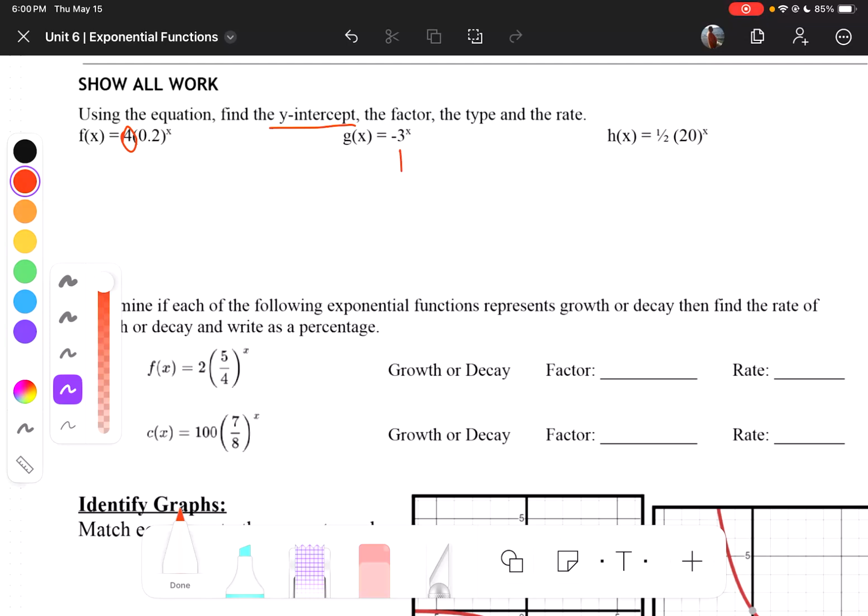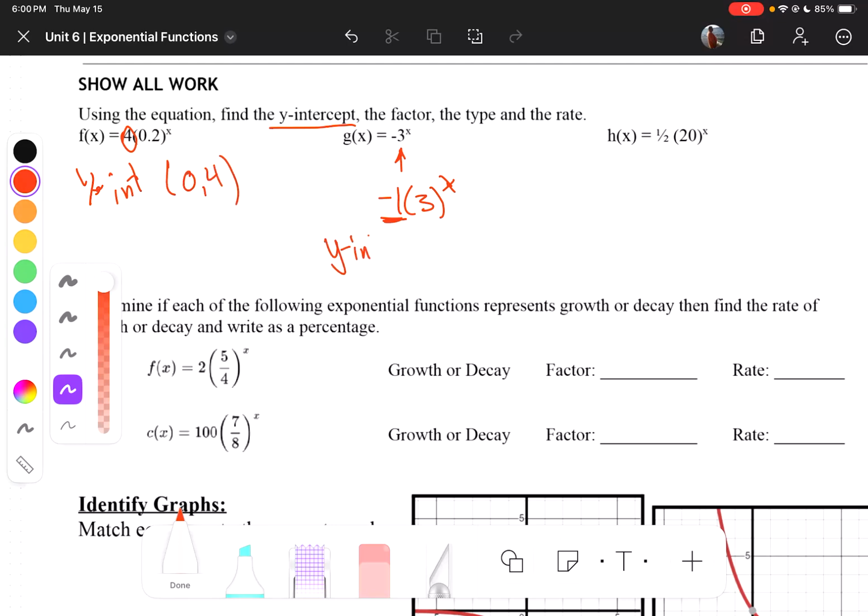So for example, this one may throw you off a little bit. This could be written like this, which makes the 1 the y-intercept. Here we've got 4. So we're going to do y-intercept is 4. So it's 0, 4.